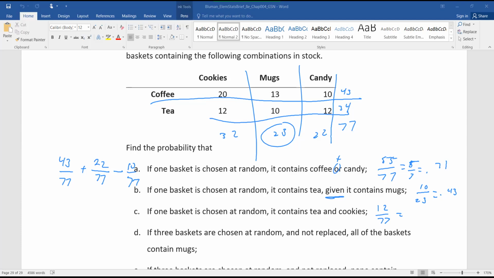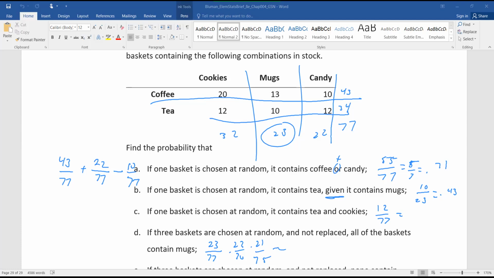D, 3 baskets are chosen at random, not replaced. All the baskets contain mugs, so they're not replaced. So if they contain mugs, that's going to be 23 out of 77, 22 out of 76, 21 out of 75. Find out whatever that probability is.